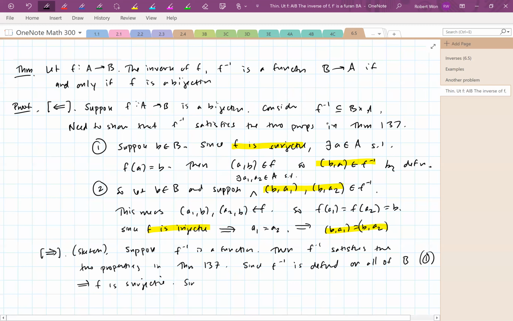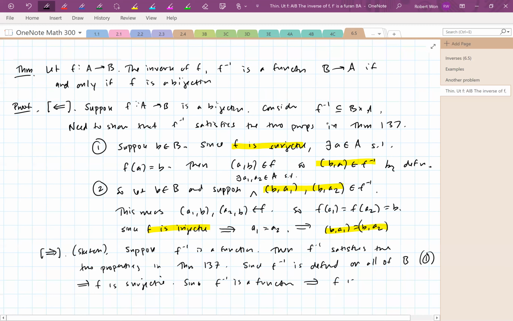And then since f inverse is actually a function, in other words, you never send the same b to two different elements in A, that will give you that f is an injection, and therefore f is a bijection. Okay, that's the proof sketch. You should think through and write up the logic yourself.